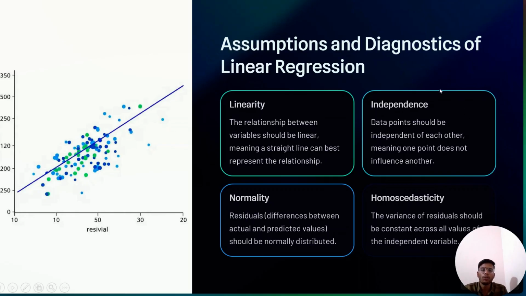We have assumptions and diagnostics of linear regression. First, we have linearity. In linearity, the relationship between variables should be linear, meaning a straight line can best represent the relationship, meaning directly proportional variables. Independence. Data points should be independent of each other, meaning one point does not influence another. Next, normality. Residuals, the difference between actual and predicted values, should be normally distributed. Next, homoscedasticity. The variance of residuals should be constant across all values of the independent variable.